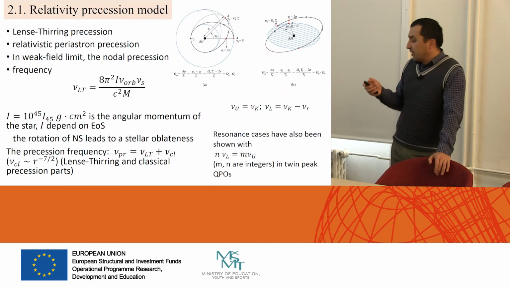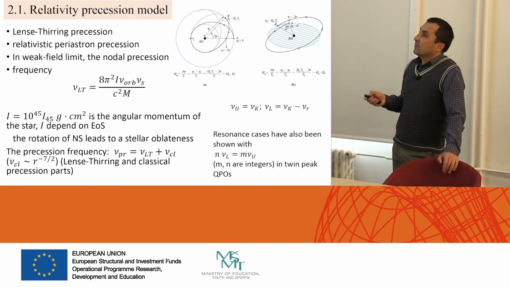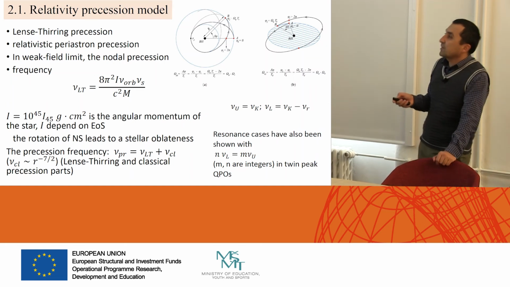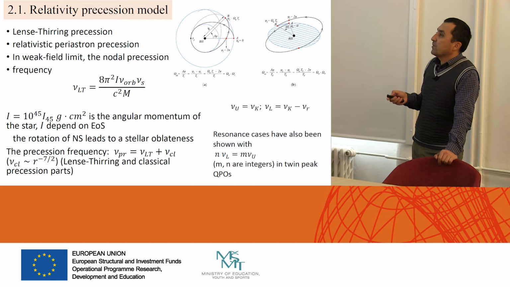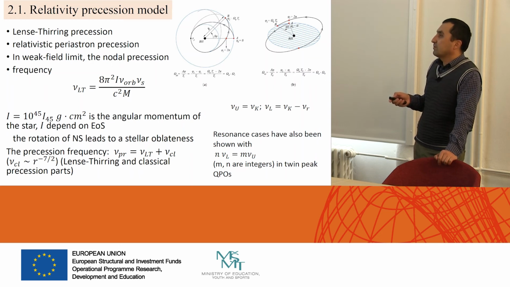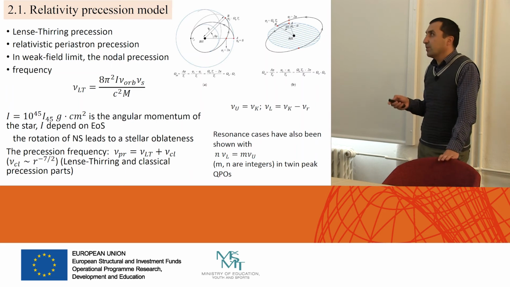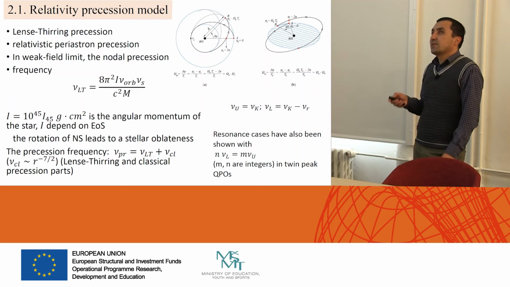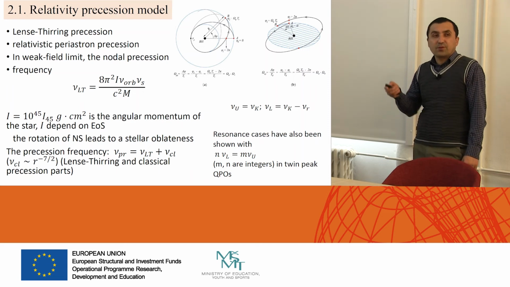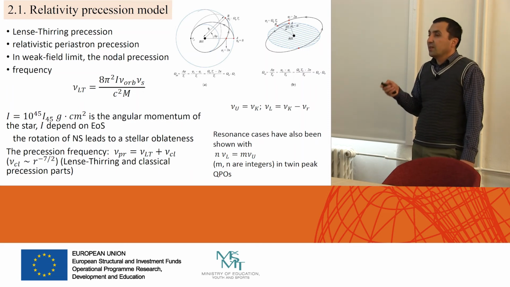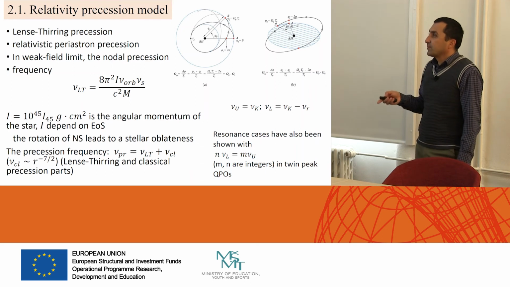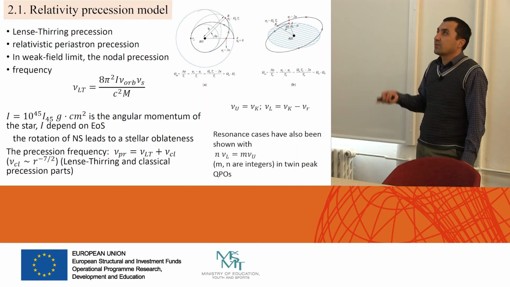So here are some resonance cases, as we told in the beginning of the slides. Here are some correlations between the upper and the lower frequencies in this form, where m and n are some integers. For example, we see that it is 3:2 or 4:3 or 5:4 for twin peak QPOs observed in neutron stars.